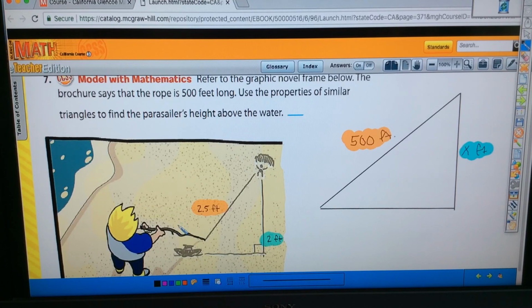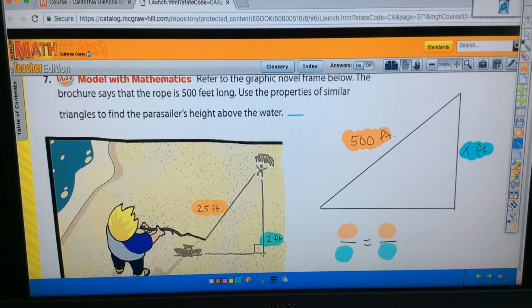So I went ahead and I color coded this for you guys. This is the scale drawing, right? Where the rope is 2.5 feet and he's 2 feet above the water. Here's what's happening in reality. In reality, the rope is 500 feet long. We're trying to figure out what his actual height is. So you're going to go ahead and write yourself a ratio, a proportion, and put like across from like, right? So the length of the rope has to be across from the length of the rope. The height of the guy in the drawing has to be across from the height of the guy in reality.